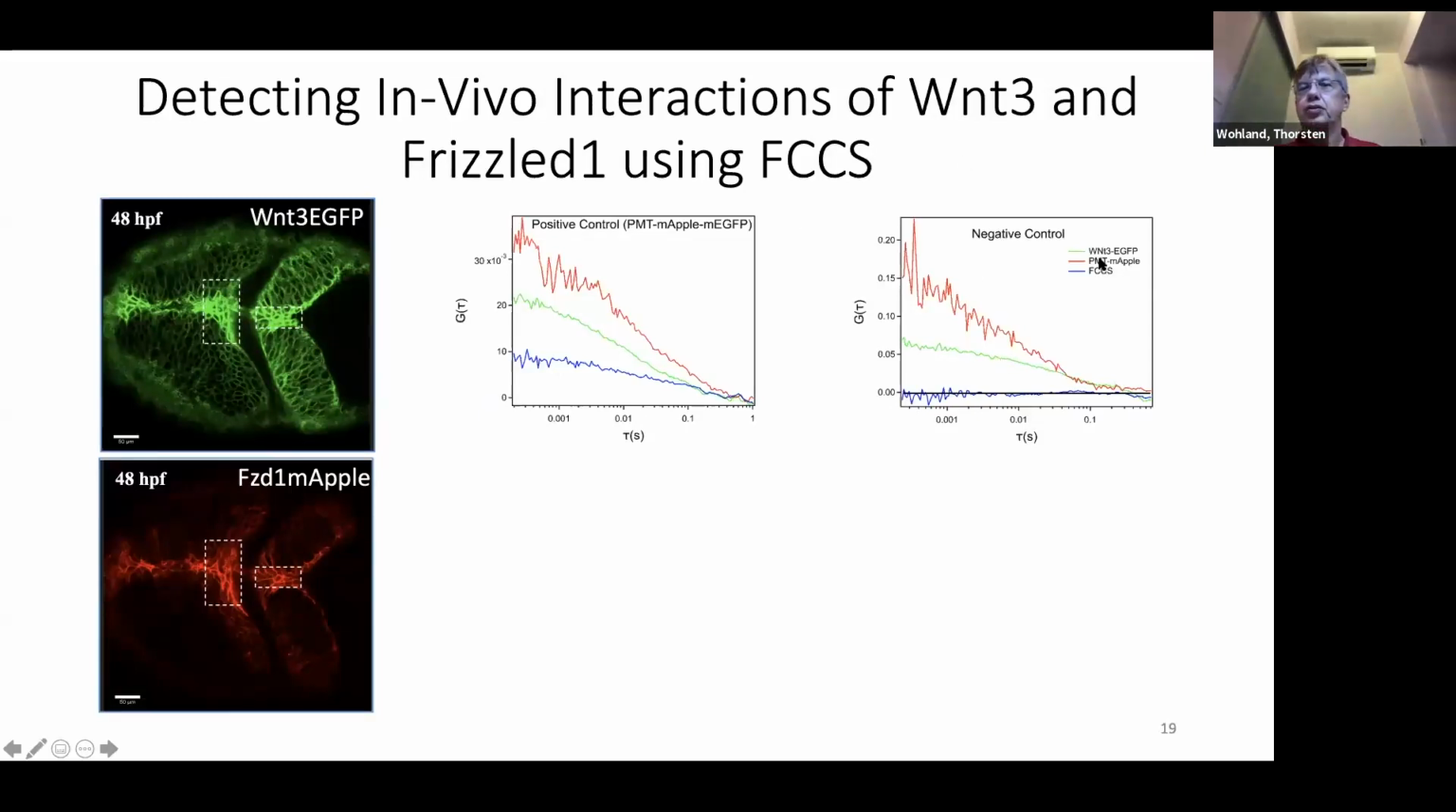This is a negative control, that is Wnt3 EGFP and PMTmApple. So the two have no reason to interact, right? There's two completely different molecules, and that's exactly what you see. You get absolutely no cross correlation function.